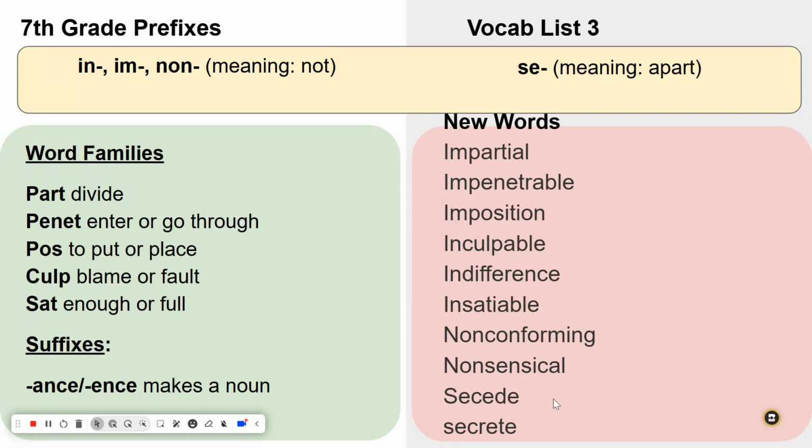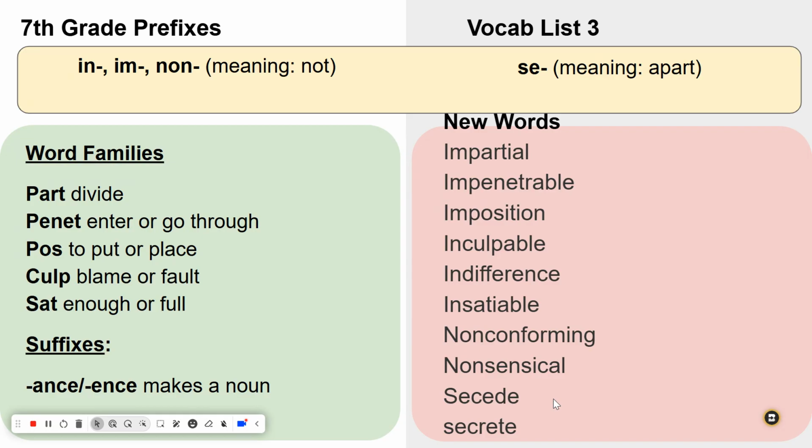In this video, I'm going to go over our list 3 vocab words. List 3 covers the prefixes in, im, non. These each mean not or make a word mean not. You may be seeing a pattern. These are very similar to our previous list.